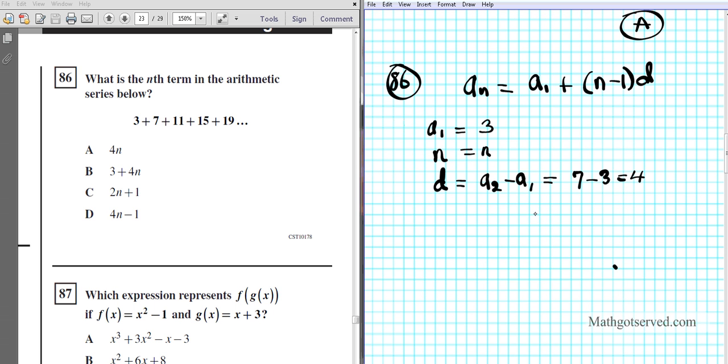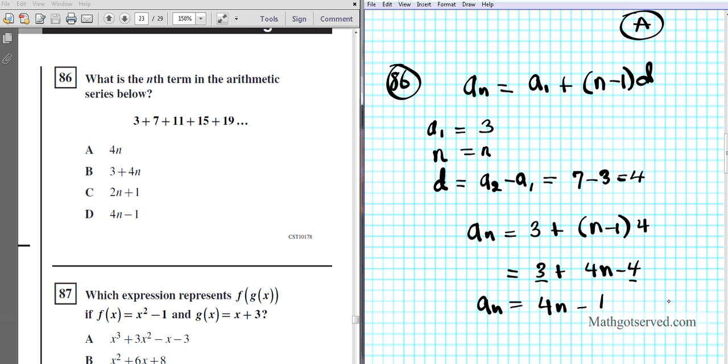Let's put everything together. You have An equals the first term, 3, plus N minus 1 times 4. We simplify this expression, and that should give us the nth term of the arithmetic series. If you distribute the 4, you have 3 plus 4n minus 4. Simplifying further, the 3 and the 4 are like terms, so it's 4n, and positive 3 minus 4 is negative 1. So An is equal to 4n minus 1. Final answer is option D.